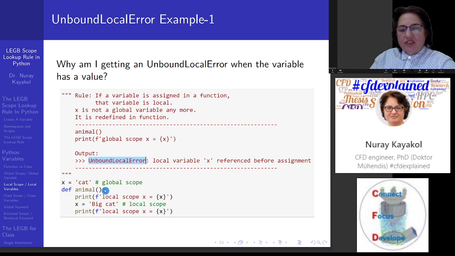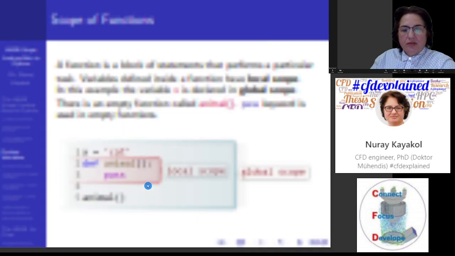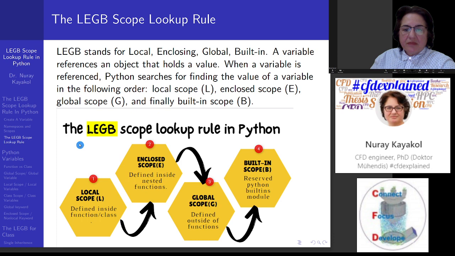The program will first check this function, and inside it will look for the value of x in this function. It will not start from the first line. If I go back and show you this one, you see the LEGB scope lookup rule first starts from the local scope. It doesn't start from the global scope, because that's on the third step.